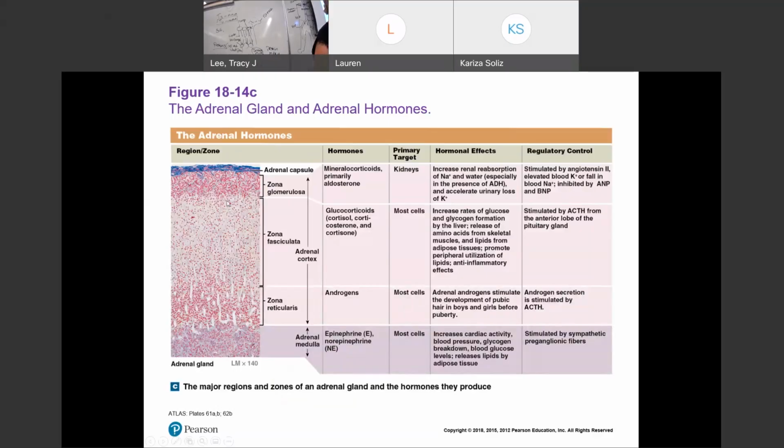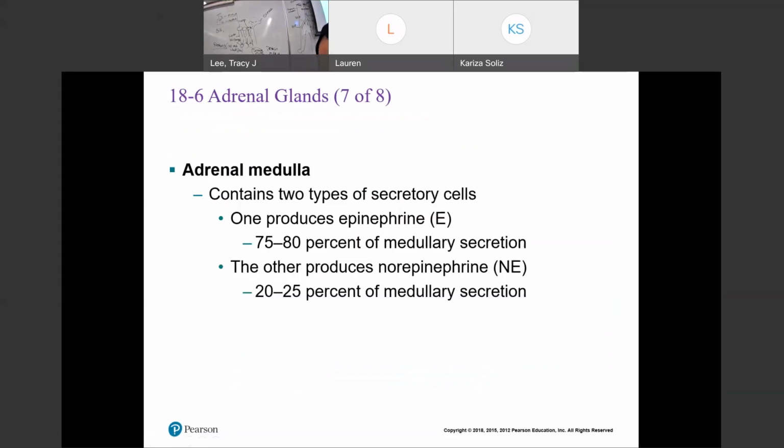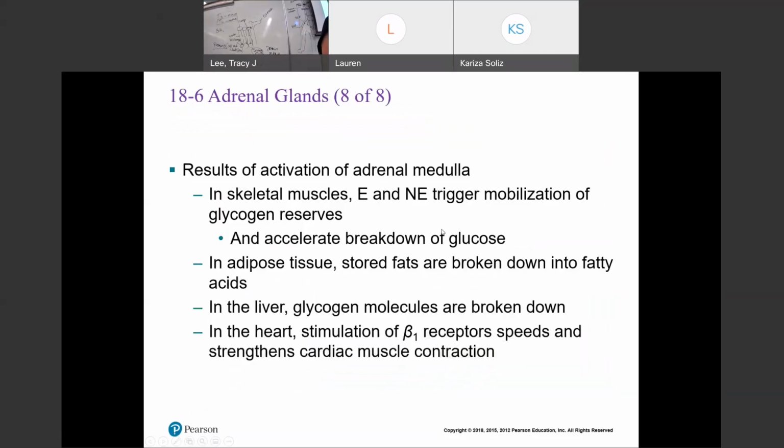And this shows the areas really well. This would be our capsule, glomerulosa, fasciculata, reticularis. We kind of already talked about this, but you guys can look through that if you would like. Epinephrine is 75 to 80% of our medulla, 20 to 25% is norepinephrine. So the bulk of what we see come out of the medulla is epinephrine. It is our adrenaline, really.